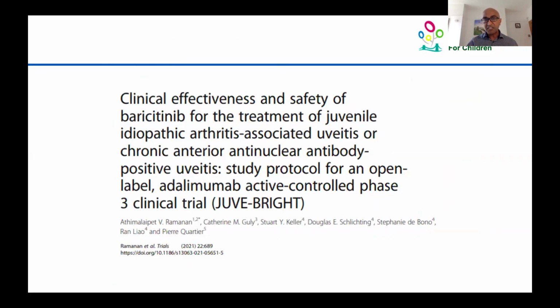This data isn't published yet. It's in press, but we have submitted the abstract at a couple of international meetings. So I can show you, again, the challenge is adalimumab in methotrexate refractory patients is so efficacious. The trial landscape is becoming very difficult. How do you recruit in a head-to-head trial adalimumab naive patients to another drug?